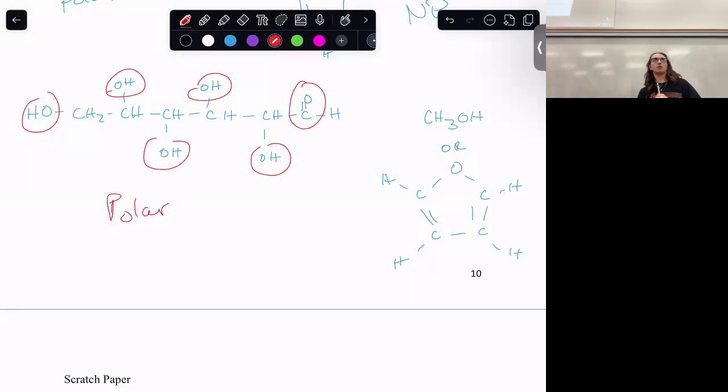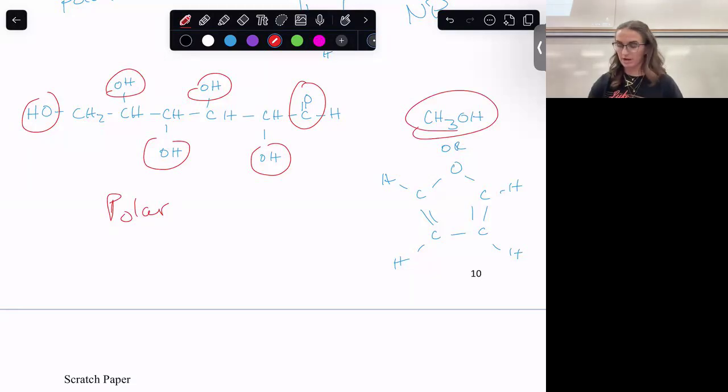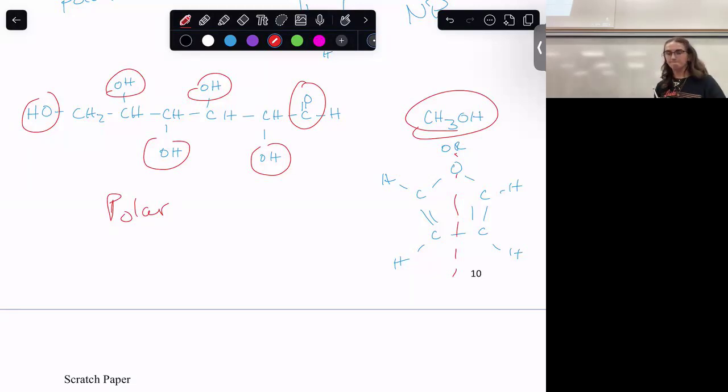So which one is it going to be dissolved in? The top one. Yep. This methanol here is pretty polar. If you look at this bottom one here, if you fold it in half, that's symmetrical. So that's going to be nonpolar. So I would guess that this big molecule dissolves in the methanol first.